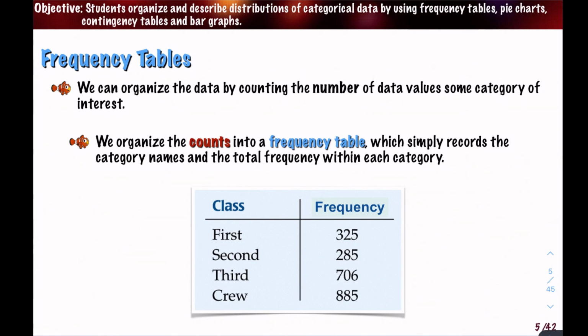Now, with that being said, if we are dealing with frequency tables, they usually show categorical data of different types and their counts next to them. So we can organize the data by counting the number of data values of some category of interest. We organize the counts into a frequency table, which simply records the category names and the total frequency within each category. Hence, counts and different types. So first class, second class, third class, and the crew. And these are the counts of those, in this case, people. I want you to think about what we might talk about for first class, second class, third class, or even the crew.